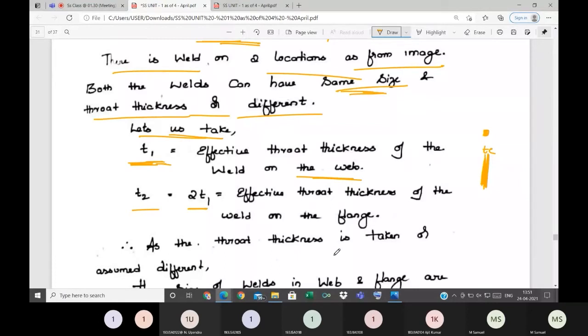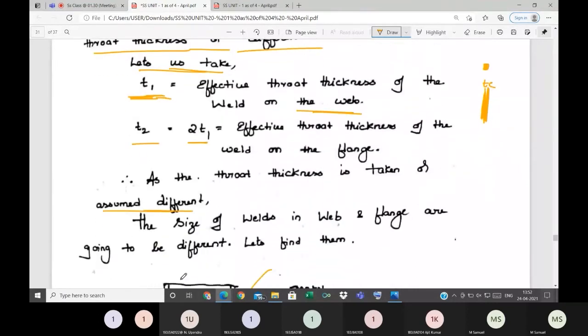So as the throat thickness is assumed different, what happens now? The sizes of the web weld and the flange weld are going to be different. So now the question he asked is to find the sizes of the weld, S1 and S2, isn't it right? For flange and web. So let us find that out.